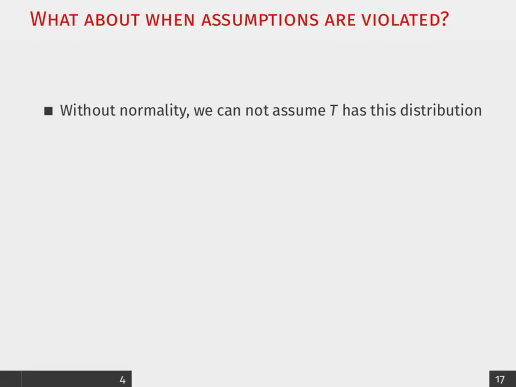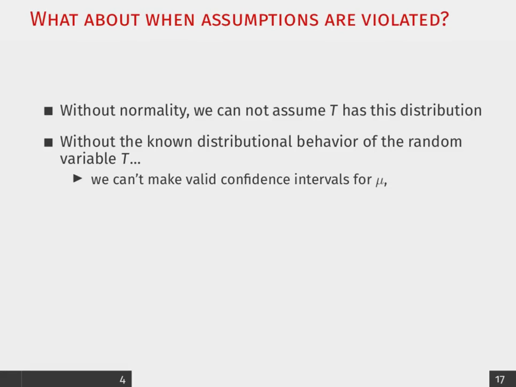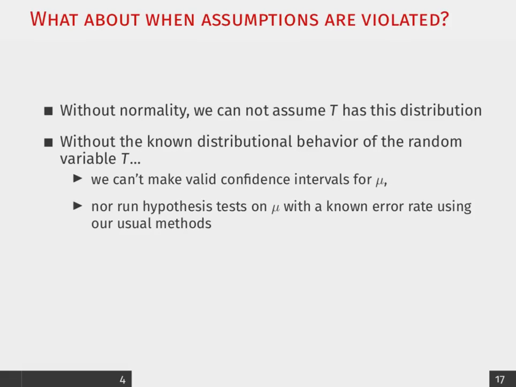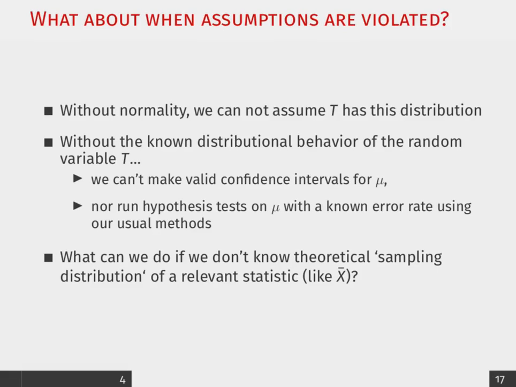Now, when these assumptions are violated, we're not going to be able to assume that t has that distribution, right? And if we don't know the behavior of that random variable, we're not going to be able to make any valid confidence intervals around that parameter of interest. And we're not going to be able to run a hypothesis test because we don't know the error rate, right? Now, when I'm talking about the error rate, I'm talking about how we actually calculate type 1 and type 2 error, right? If that t statistic isn't following those underlying distributions.